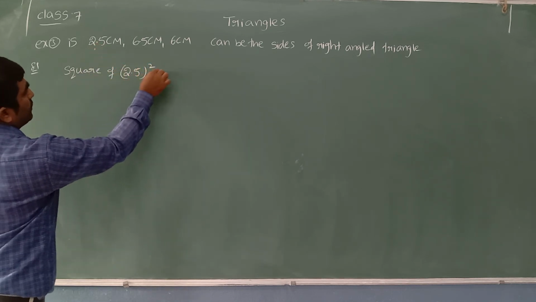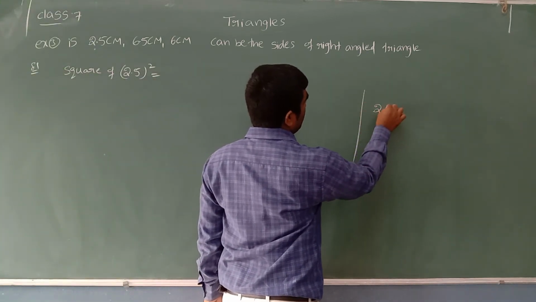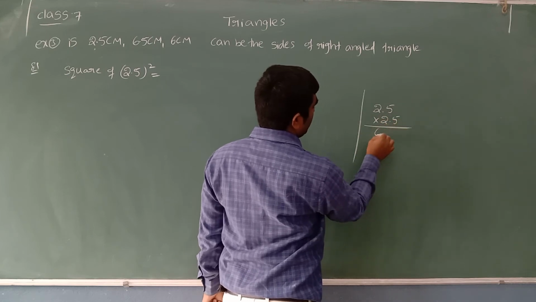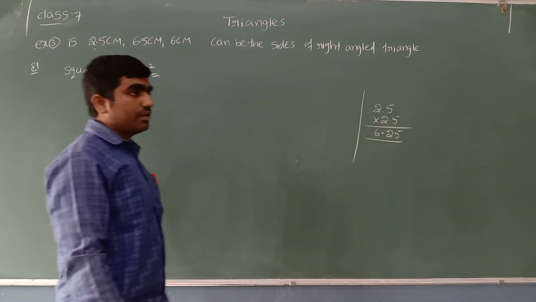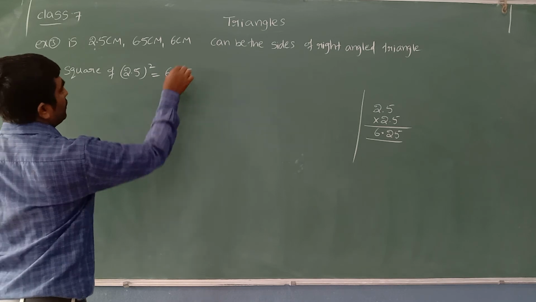First, the square of the first side, 2.5. We find 2.5 into 2.5, which is equal to 6.25. You can multiply it if you want. The result is 6.25, so let's write here 6.25.